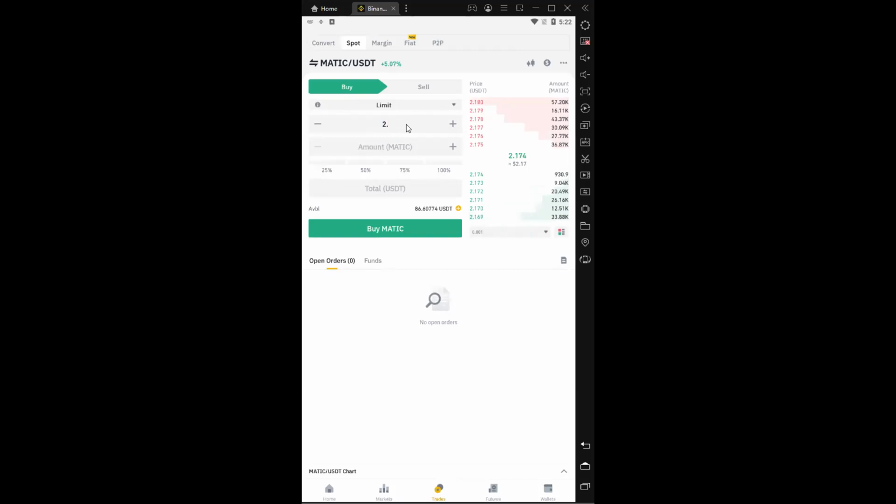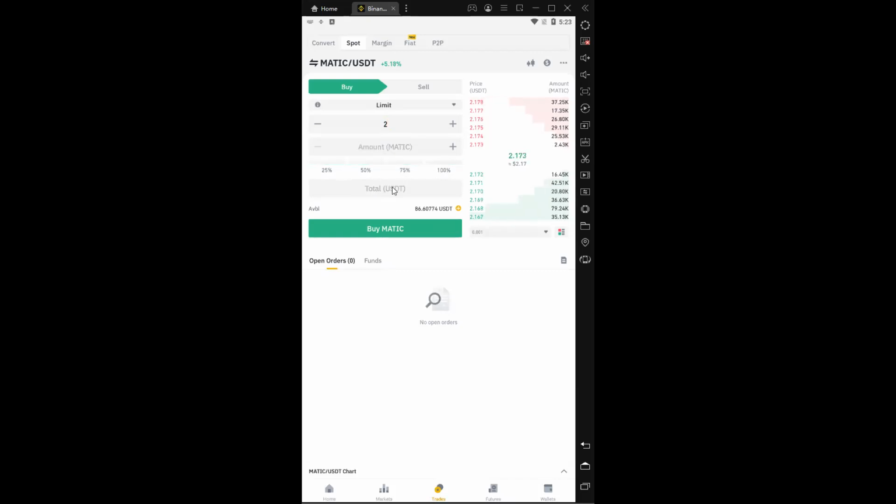So let's assume the current market price of the coin is 2.172. So I can decide that I don't want to buy it at this price. Where I want to buy it is when it is $2. So I'll type $2. Then I'll select the amount I want to buy. Maybe if I want to use 25% of this $86, then I press 25%. If I want to use 50%, 75%, or 100%, that's if I want to use all to buy it.